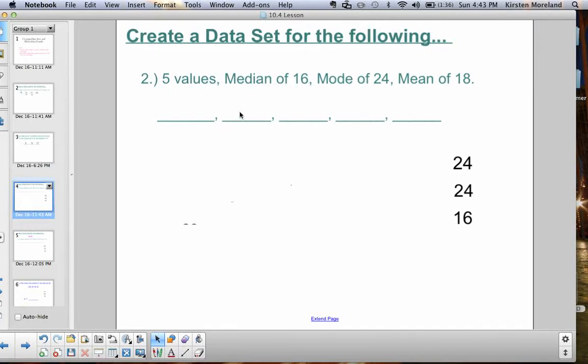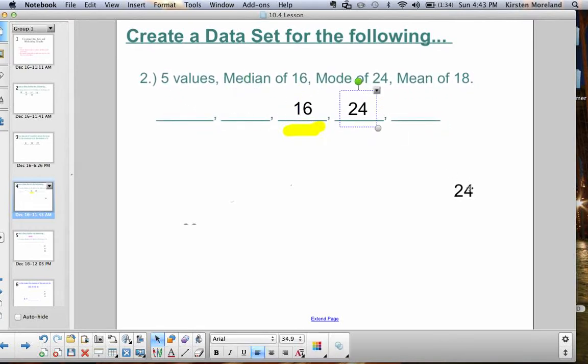Well, actually, since we have 5 data values, the median has to fall right in the middle. So right here is where the median is going to have to go, which means that's right where 16 has to go. To have a mode of 24, that means I need to have at least 2 numbers that are 24. I can't put it on this side of the median because I'm ordering these from smallest to largest. So since 16 is already in the middle, 24 has to go here and 24 has to go here. That gives me a mode of 24, and remember I'm ordering them from smallest to biggest. If 16 is the middle, 24 is bigger than 16, it's got to go on the right side.